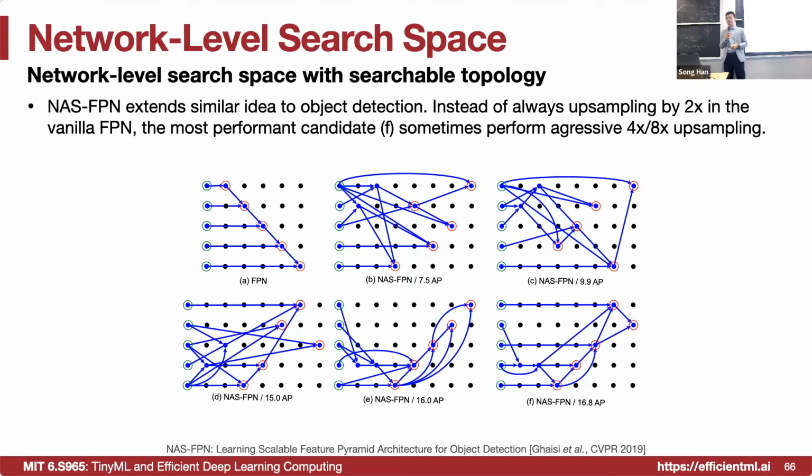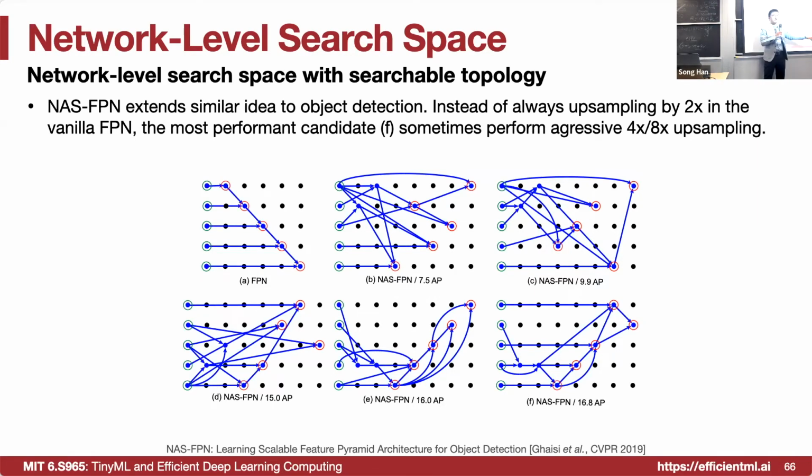FPN stands for feature pyramid network, which is very widely used in object detection tasks. Basically, this was the human design, which combines multiple resolutions, from higher resolution all the way to lower resolution, and combines the information together. So you can detect both large objects and also small objects in this method.